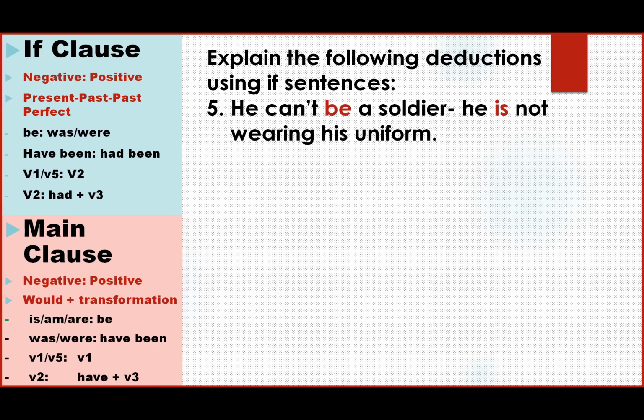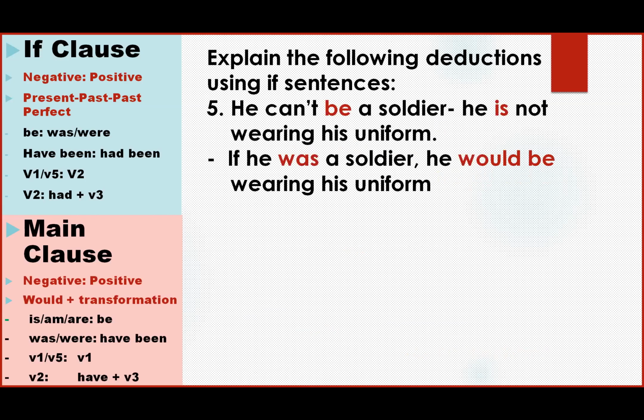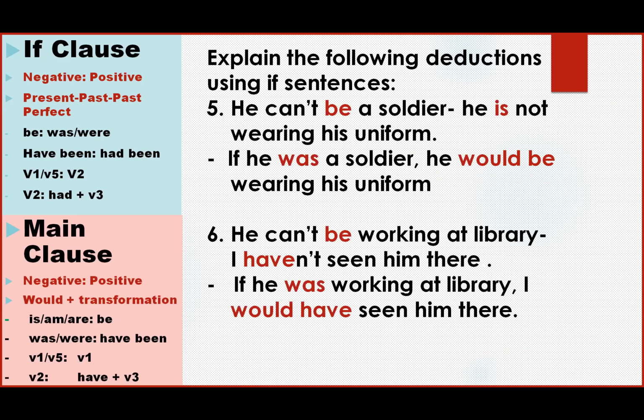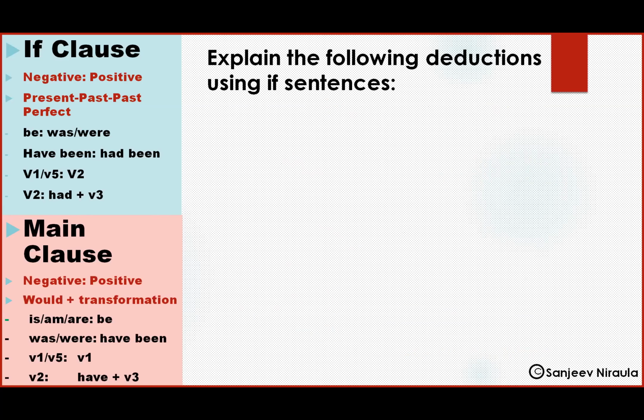Number 5, he can't be a soldier, he is not wearing his uniform. Notice both clauses, the if clause, the first one, and the main clause, the second one, are negative. So in the answer we make them positive, be changes into was, and is changes into be. If he was a soldier, he would be wearing his uniform. 6, he can't be working at the library, I have not seen him there. So be, you can see under the if clause, was or were, have is verb 1, keep it as it is. And if he was working at the library, the auxiliary, I would have seen him there.